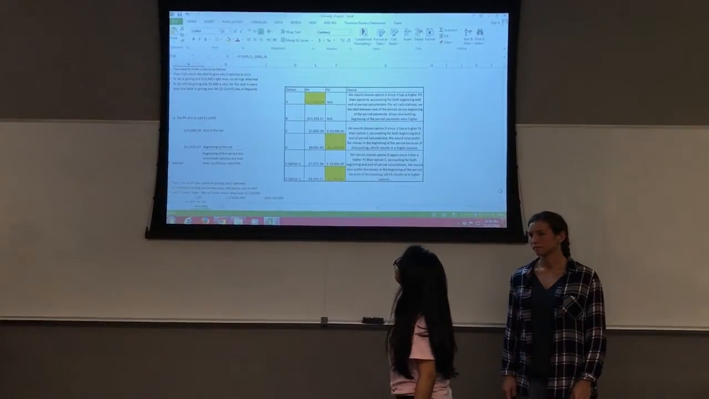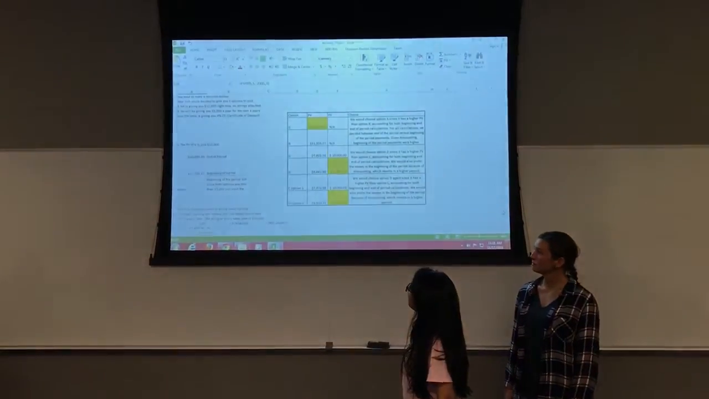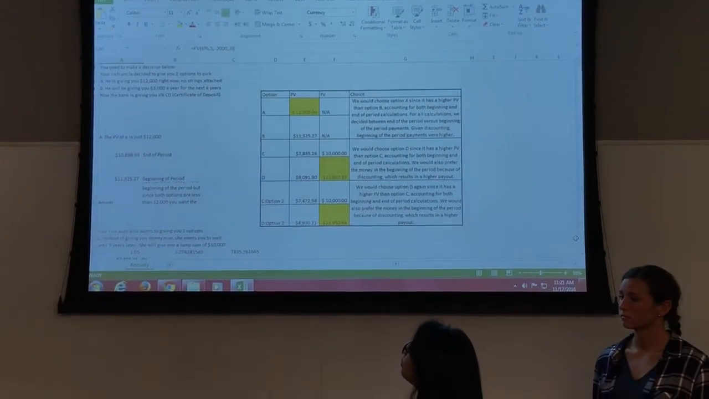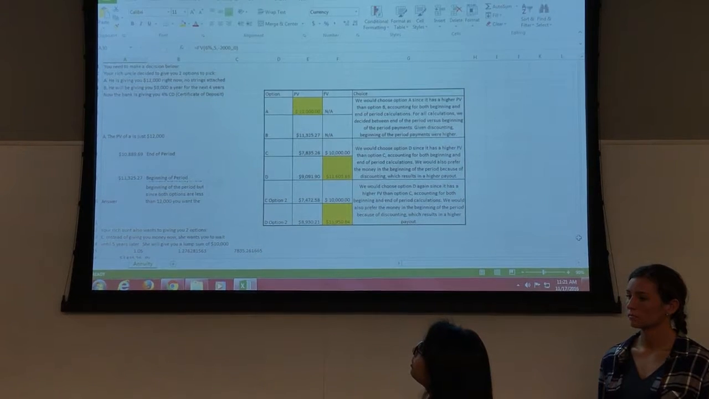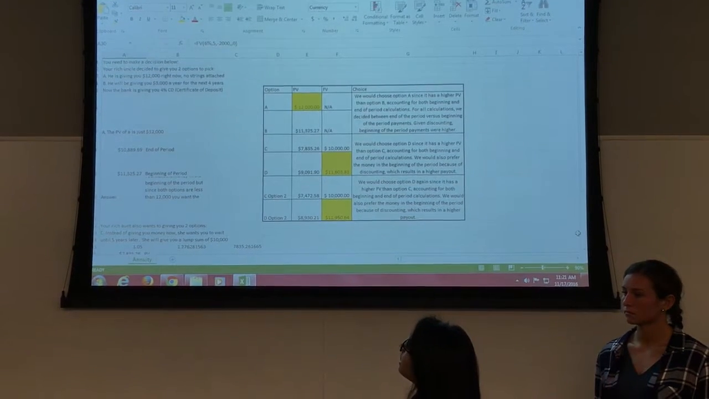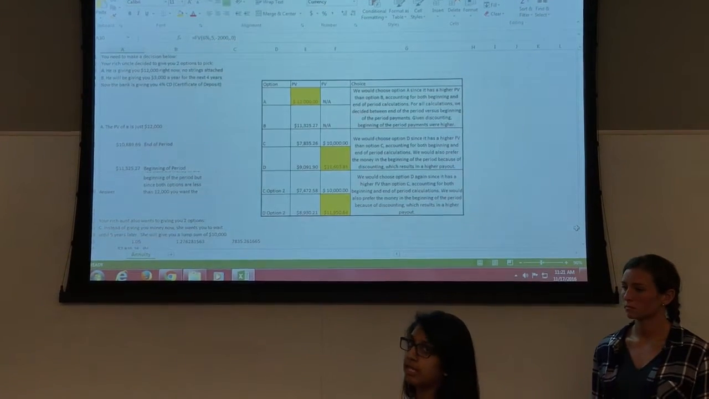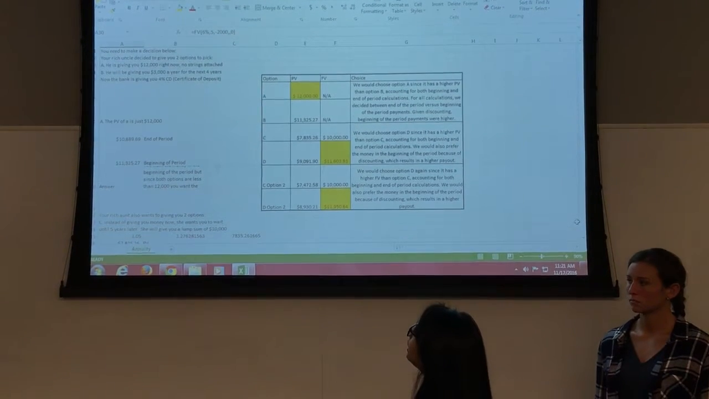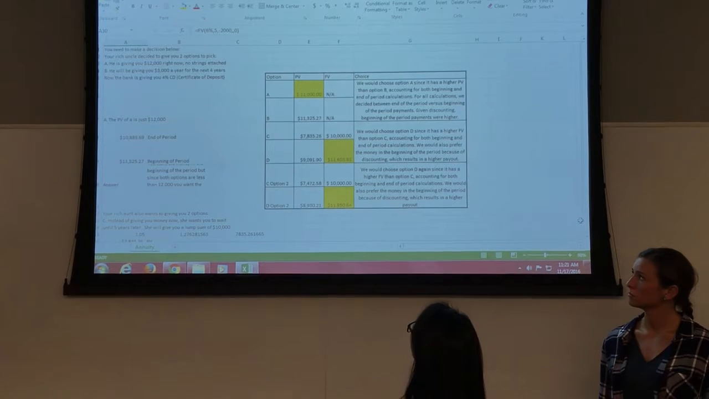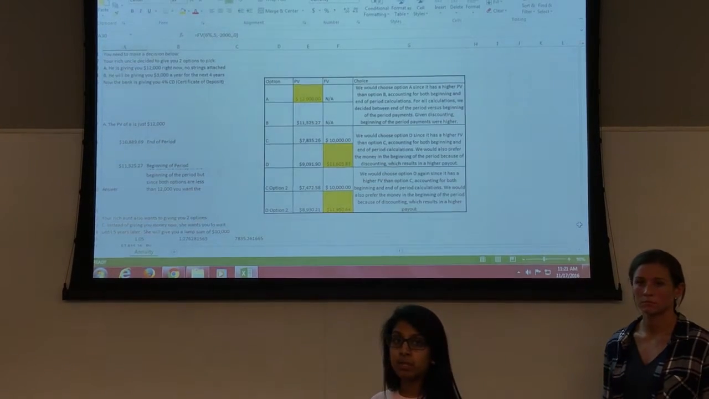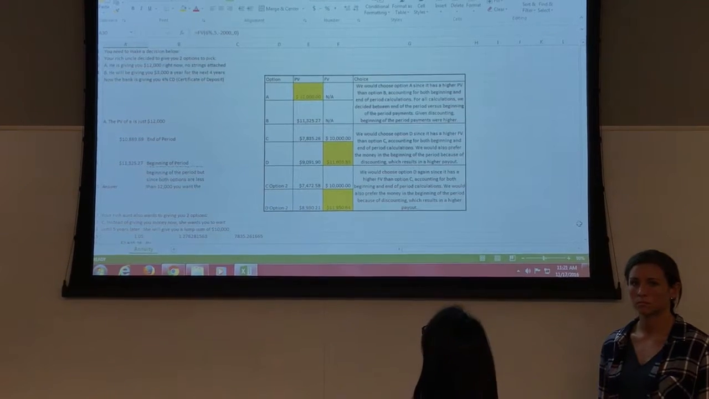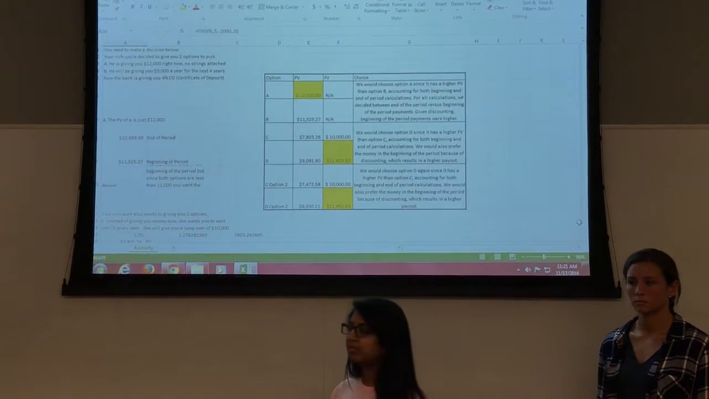So for the first option, he's giving us $12,000, so that's already in present value terms. For option B, we would also do present value terms. We would calculate it because it's being compared against the first option and it has to be in the same present value. We calculated each option in beginning of payment and end of payment, and beginning of payment was higher, so we picked that because of the discounting period.